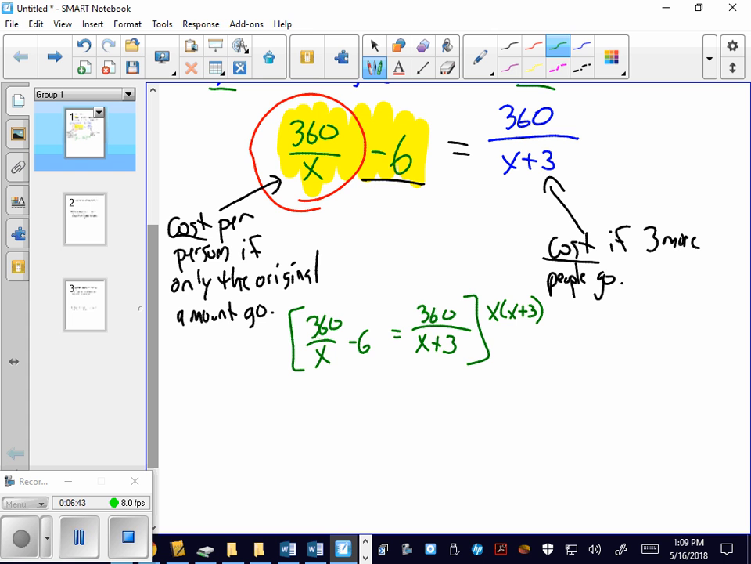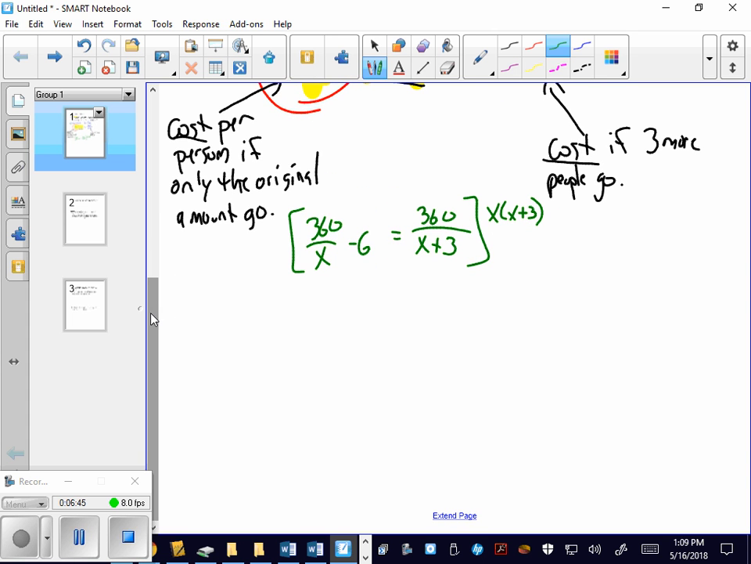All right, you guys have done enough practice on this. Hopefully this is starting to sink in a little bit. If I multiply x and x plus 3 times my first fraction, the x's will go away. Right, first fraction, these two things would go away. I'm going to get rid of those. And what that would leave me with is 360 times x plus 3.